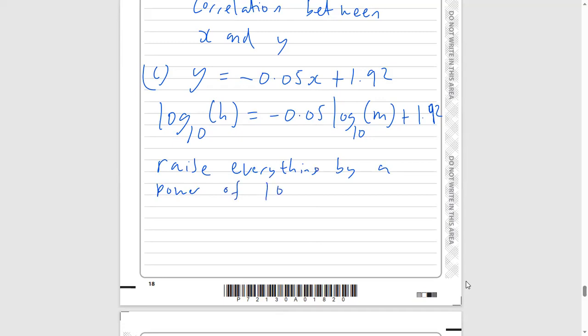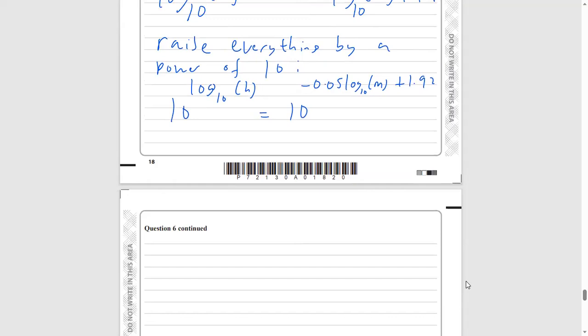So then if we do that, we get 10 to the power of log base 10 of H, which, as we'll see in a second, will just cancel out and give us H. And then we get 10 to the power of negative 0.05 log base 10 of M plus 1.92. As I just said, 10 to the power of something is the inverse function of log base 10 of something, so the log base 10 and the 10 in the base just disappear. So we're left on the left-hand side with H equals this thing here.